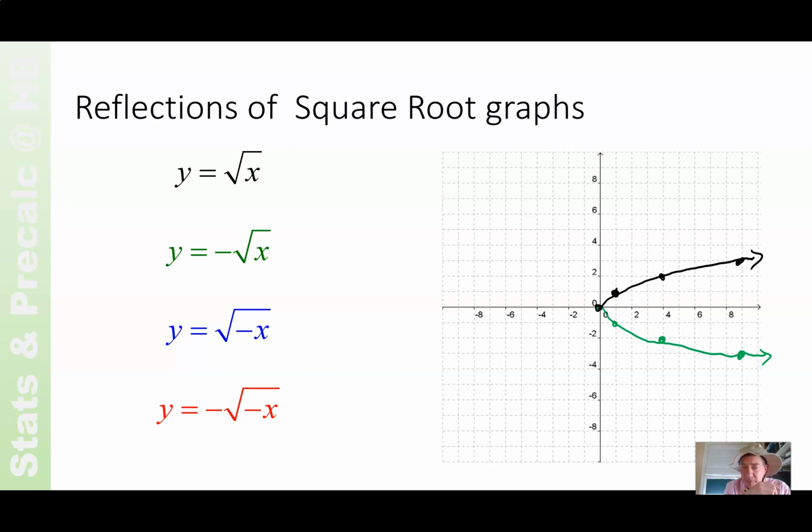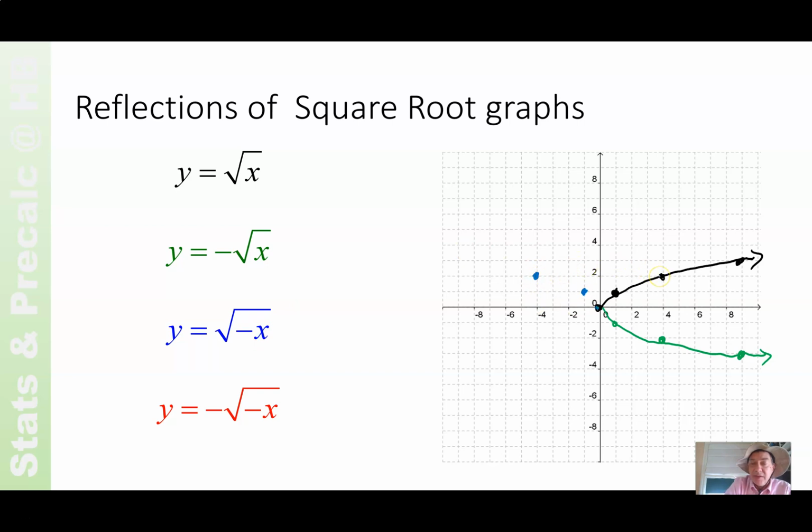The one in blue is a reflection over the y-axis. The x's become negative, and that's sometimes a challenge to think about mentally because you're used to saying I can only take the square root of a positive number. Well, it's true, but if x is a negative number, then the opposite of x becomes positive. Suppose x is -4, then the opposite of negative 4 is 4, and we take the square root of 4, which is 2. So (-4, 2). The same point reflected.